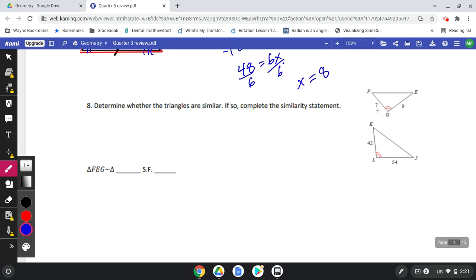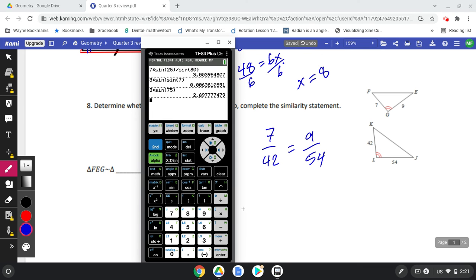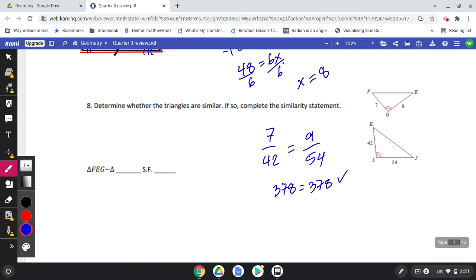Are they similar? So we check 7 over 42. Is this equal to the same proportion as the other one? So 9 over 54. Okay, now, at this point, I don't expect you to do those in your head. We can just cross multiply. So 7 times 54 equals 378. Meanwhile, 9 times 42 equals 378. So if we cross multiply, we get 378 equal to 378, which means, yes, they are similar.